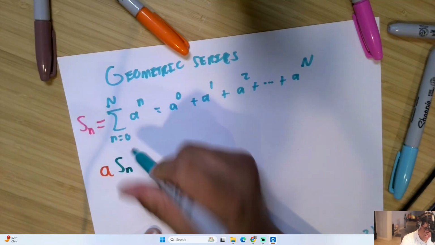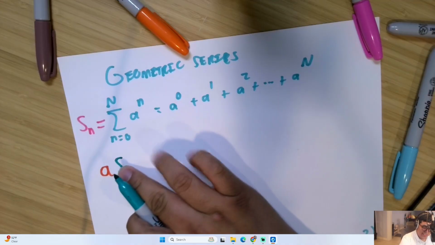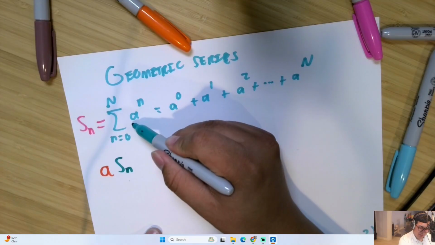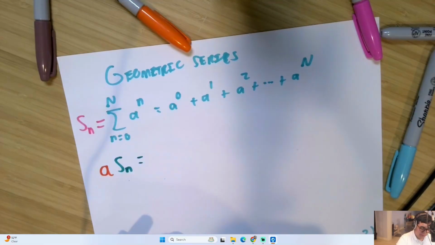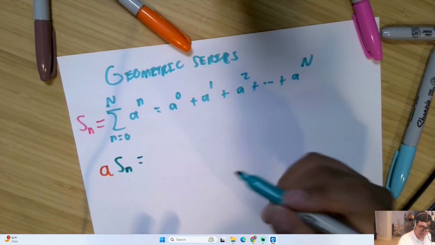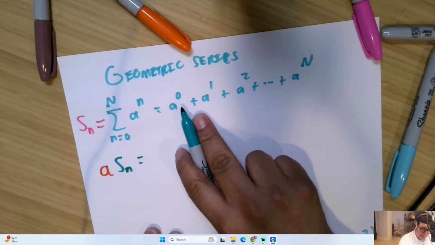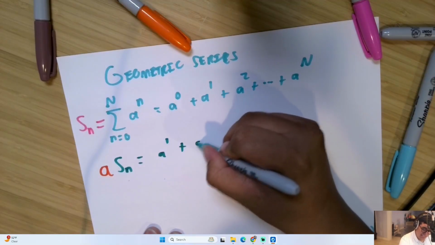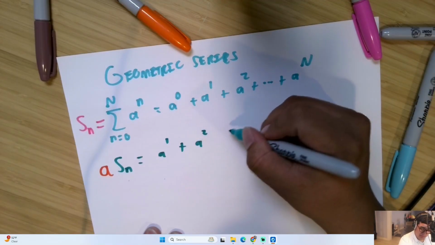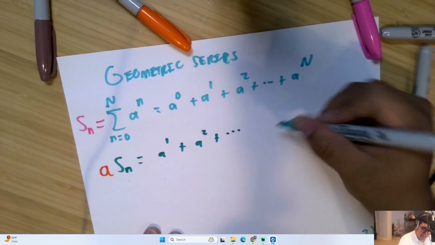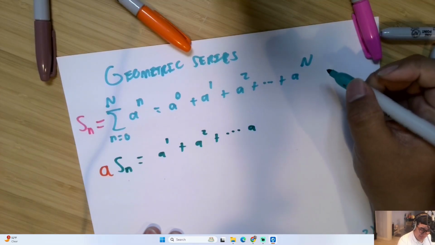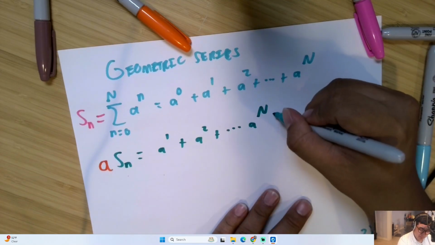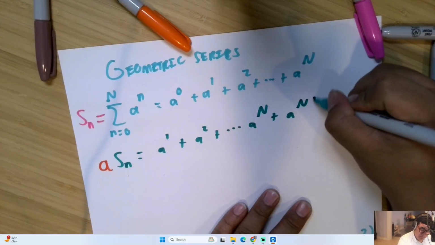S of n, okay? We multiply this series with the actual play variable, this guy right here, okay? So if I were to do the following, let's start with the first point, A of 0, right? But instead, we're gonna have A of 1, okay? Plus A of 2, all right? Plus dot dot dot A to the, let's say, n, okay? Plus A of n plus 1, okay?